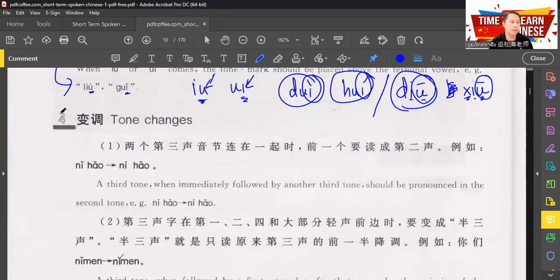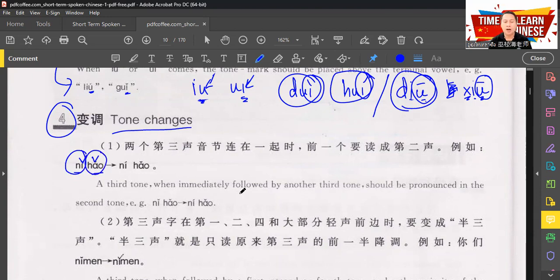Okay, for the fourth part, we will learn about tone changes. It's very easy. When you see the third tone and third tone close together, for example, n, i, we will say 你.